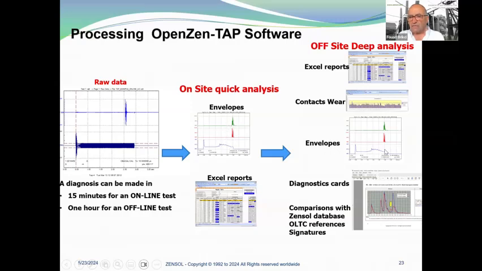where you analyze the Excel reports, exactly the same that you get in the field. You can also get information on the contact wear, thanks to the high frequency envelope and low frequency envelope. You analyze the envelopes. For example, here you have a current which shows an over value here. So this means that the motor is forcing. And we have also diagnostic cards. We have developed a Zensol database where we get our OLTC reference signatures.